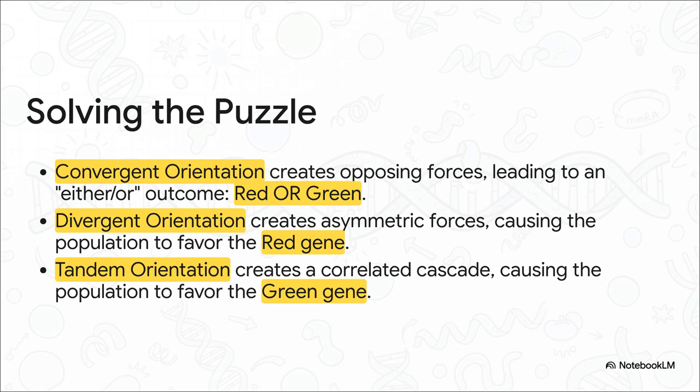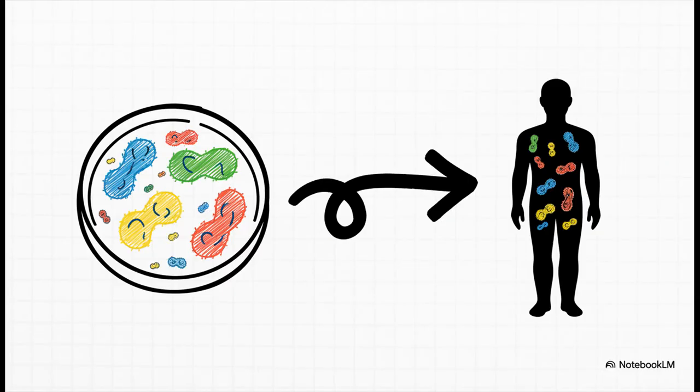And the colony that was mostly red, that was the divergent arrangement. The one that favored green, you guessed it, tandem. It wasn't magic. It was pure mechanics. And this is so much more than just a cool lab trick. This physical communication system is something bacteria use all the time to make actual life or death decisions out in the real world, including inside of us.